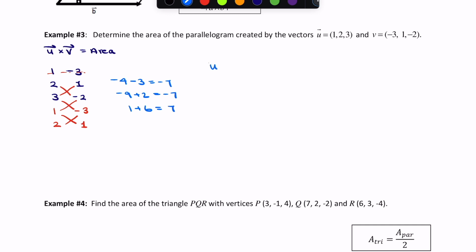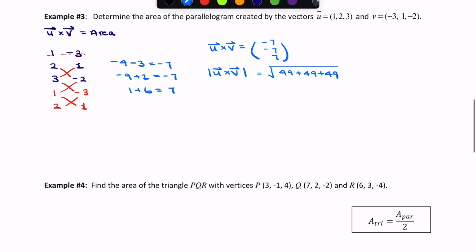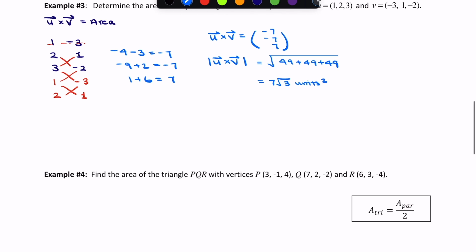And so here we see that the cross product of U and V is equal to -7, -7, and 7. Now we will find the magnitude of the cross product between U and V, which is equal to the square root of 49 plus 49 plus 49. So that's equal to 7 square root 3 units squared. Therefore, the area, when we calculate it, is 7 square root 3 units squared.